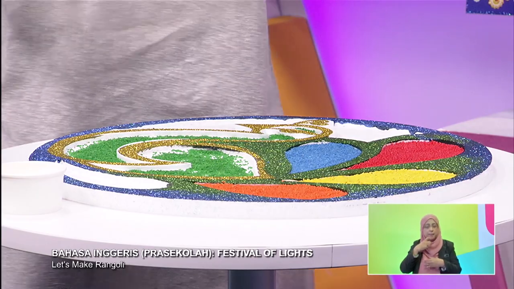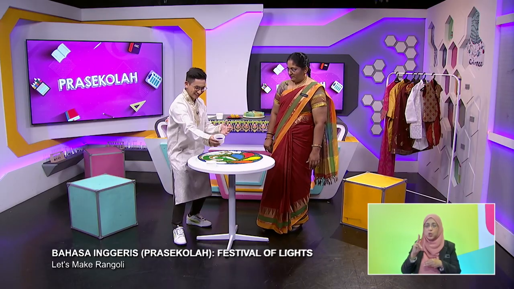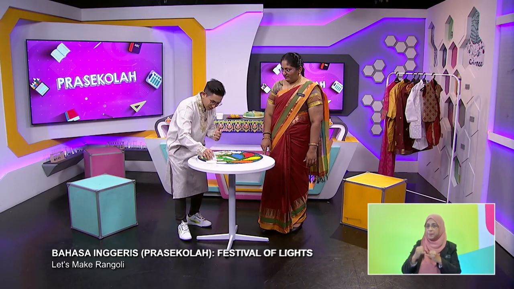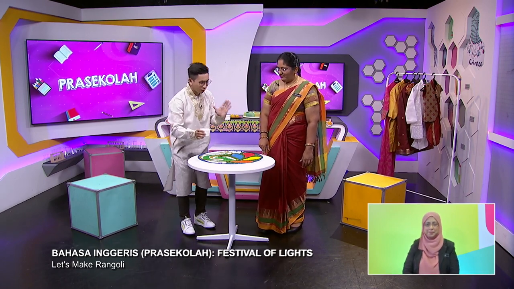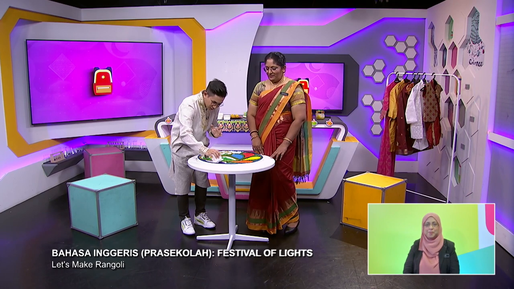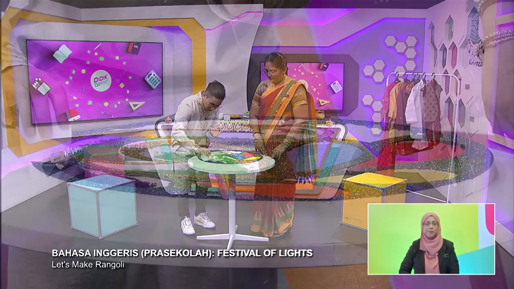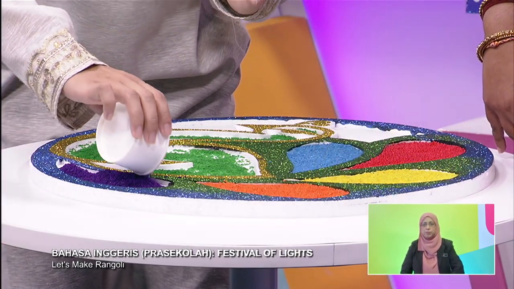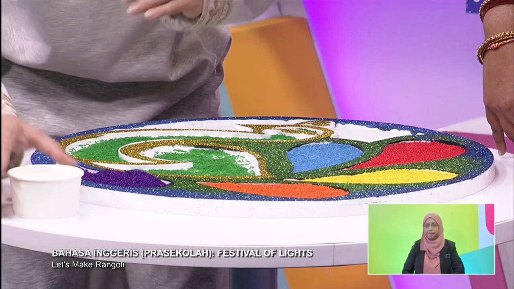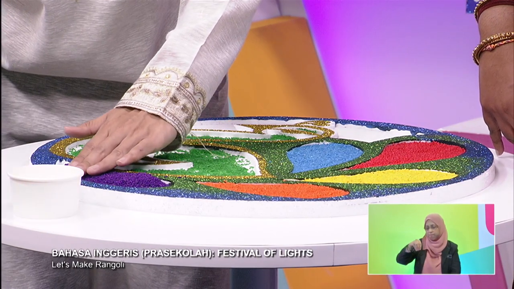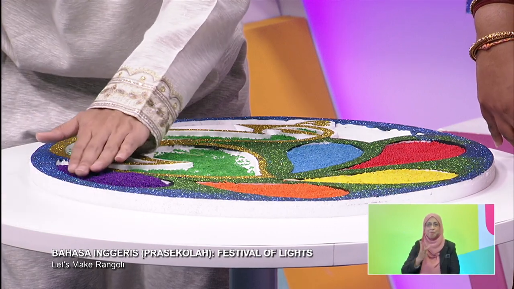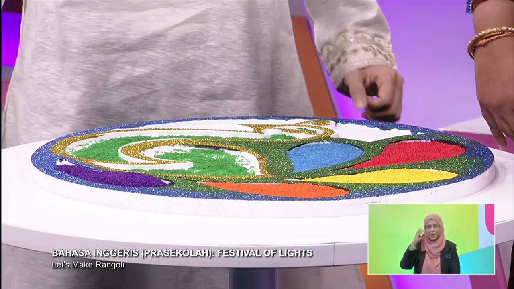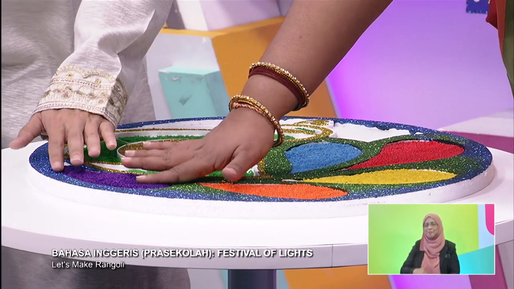All right. And the last one, everyone, the purple. Slowly, slowly. Remember, we have to have a lot of patience, right, teacher? Patience, yes. Slowly put the colored rice in, and then we spread it out. Wow, we have become a master now, Chris. Thank you, teacher. Yeah, because you have guided me very, very well.